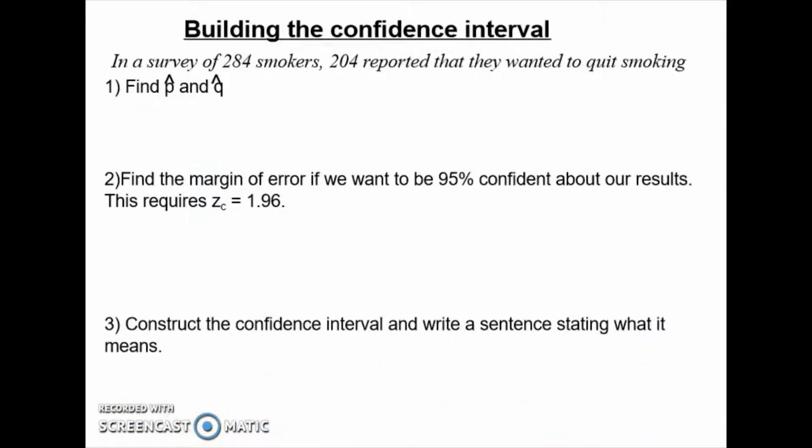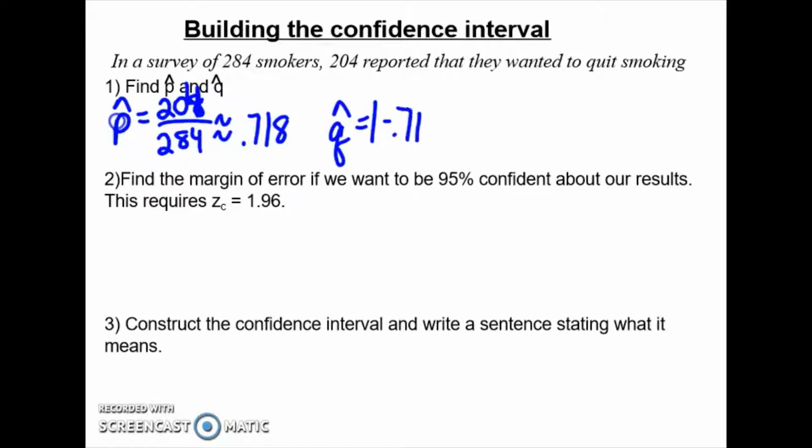All right, so let's look at the example then with the smokers. So with the 284 smokers, we can say that our p hat is those that are trying to quit. So that would be the 204 out of 284. And this 204 is approximately 718 thousandths, which means that our q hat would be 1 minus that, which is approximately 282 thousandths.